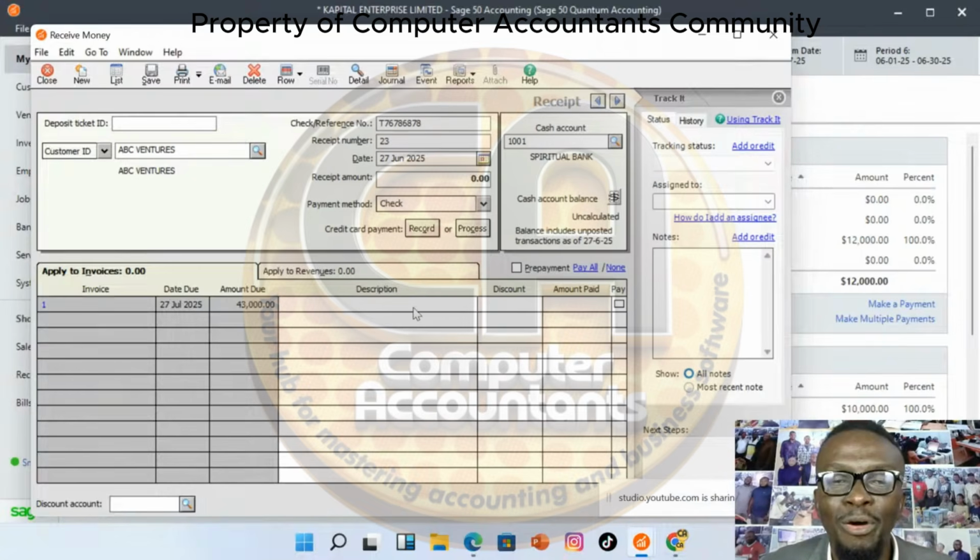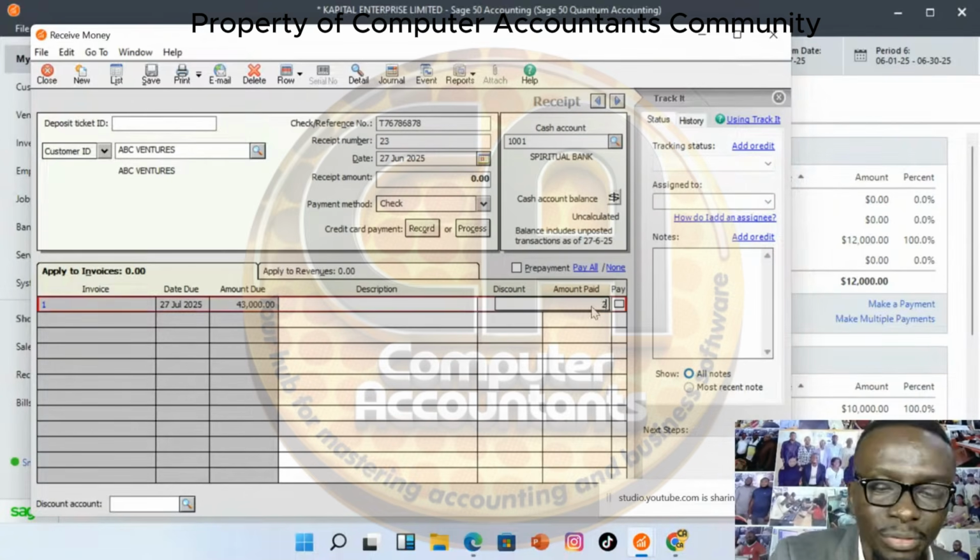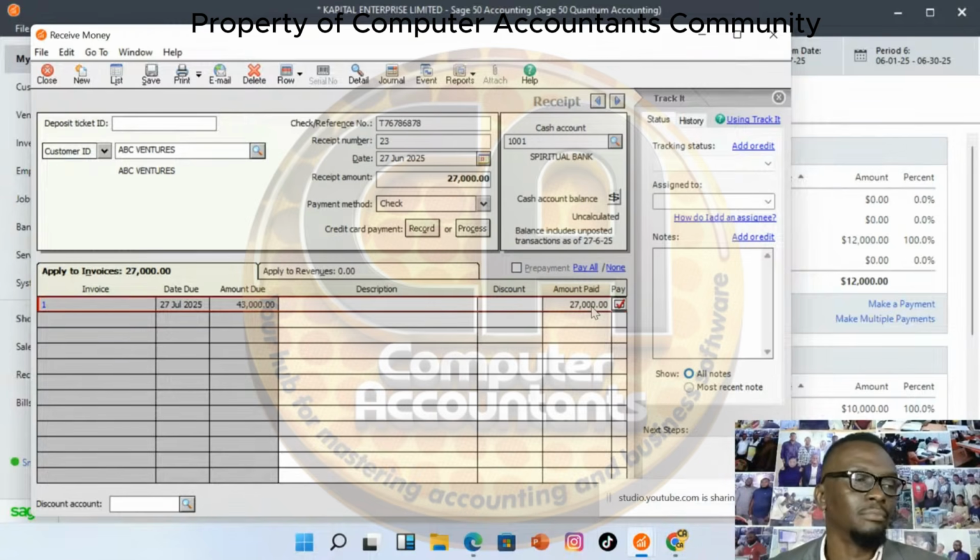Because of time, I will not be doing this narration. And he's not paying us in full. He's owing us 43,000. Then he's making a part payment of 27,000. Yeah, this is it. So that means he's still owing us. He's having some outstandings left. Then you say good.